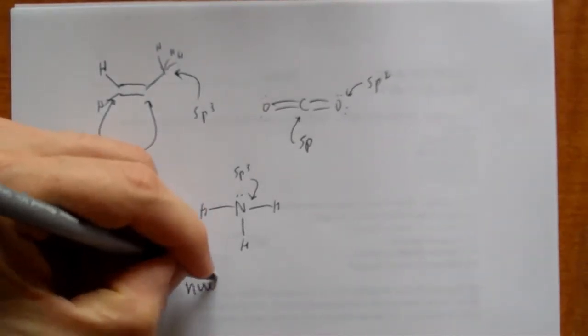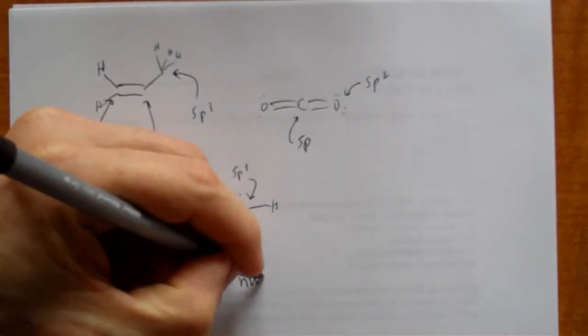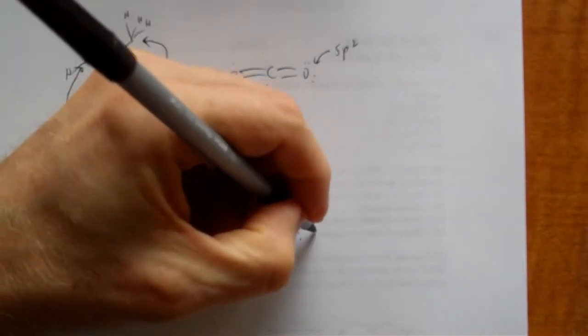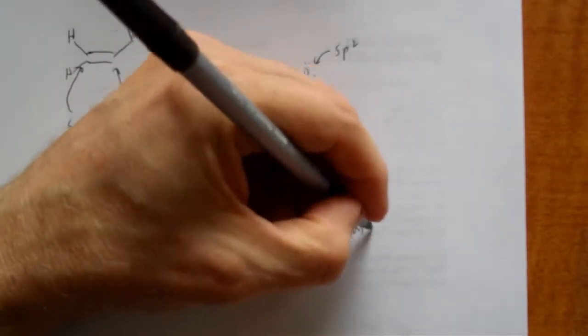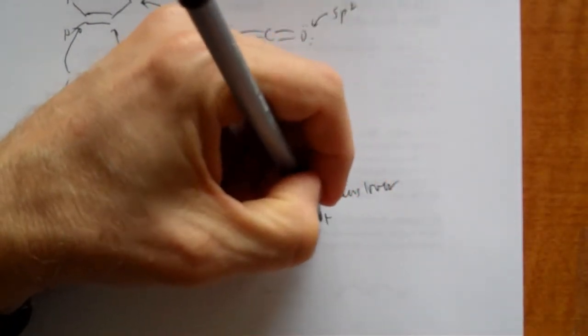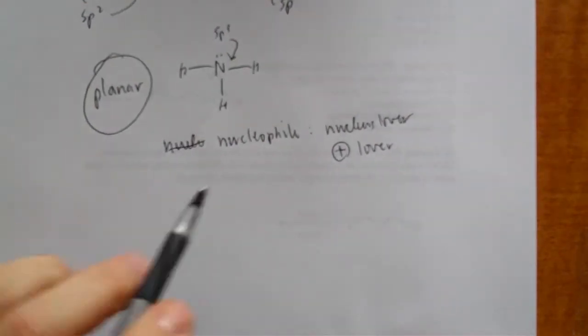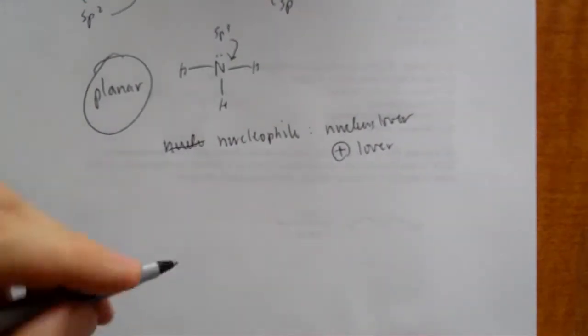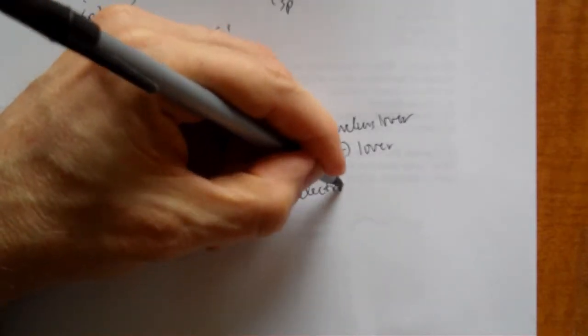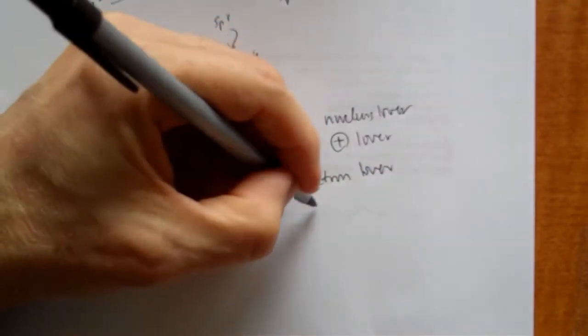Wow, what's that? How do you spell nucleophile? N-U-C. Nucleophile is a nucleus lover, or a positive charge lover. Phile means lover. And an electrophile is, you guessed it, an electron lover. Or a minus thing lover.